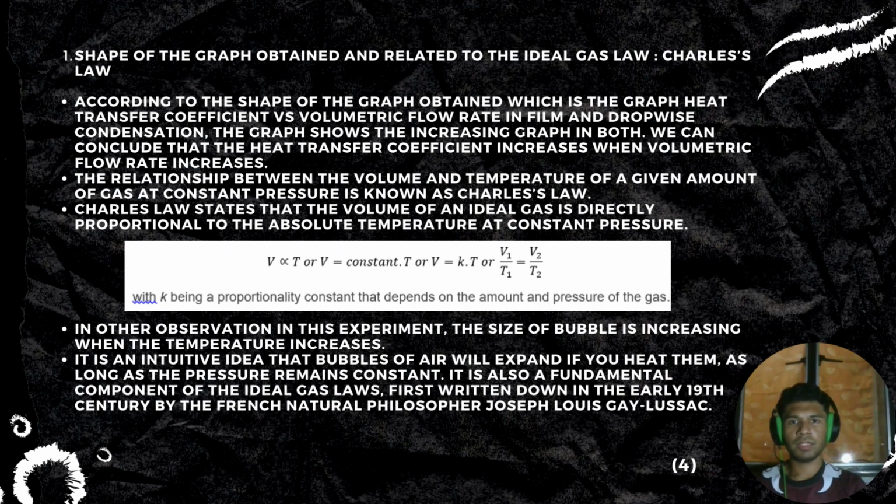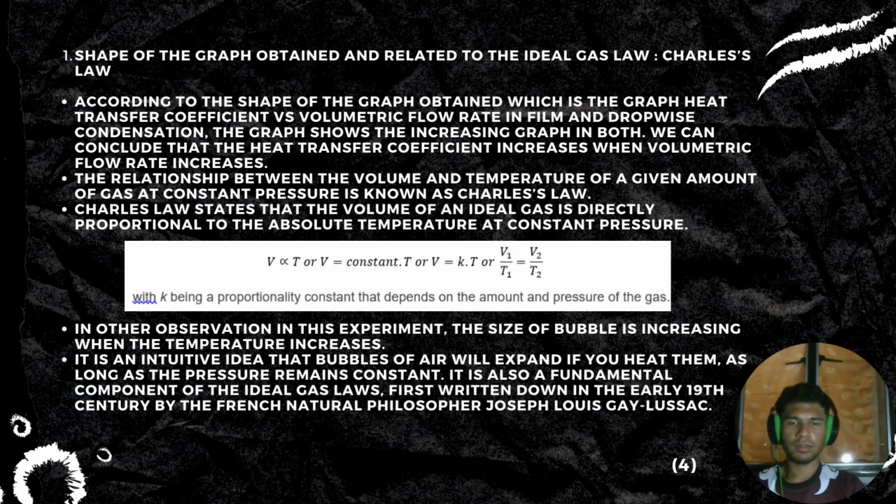Number 1. The shape of the graph obtained and its relation to the ideal gas law, which is Charles law. According to the shape of the graph obtained, the heat transfer coefficient versus volumetric flow rate in film and dropwise condensation, the graph shows an increasing trend in both. We can conclude that the heat transfer coefficient increases when the volumetric flow rate increases. The relationship between the volume and temperature of a given amount of gas at constant pressure is known as Charles law. Charles law states that the volume of an ideal gas is directly proportional to the absolute temperature at constant pressure.